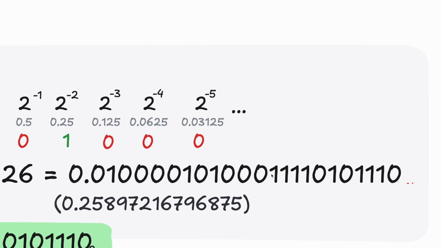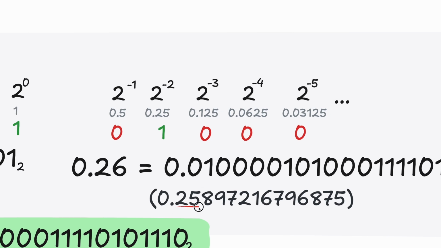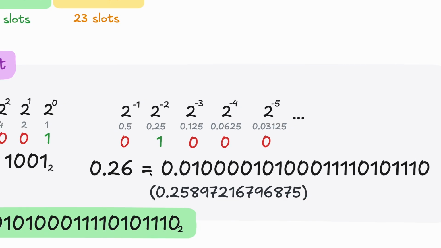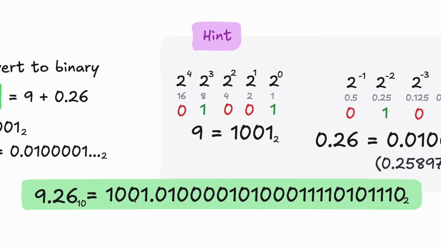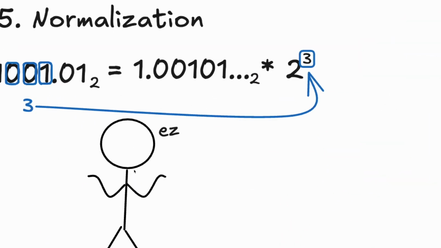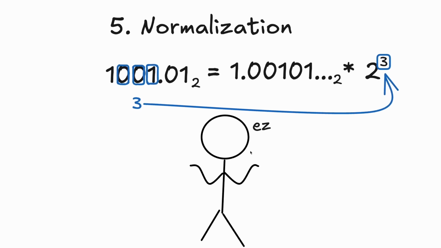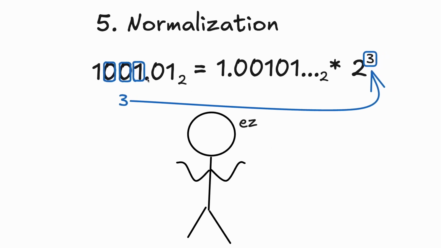We get a long string of binary digits, which translates back to approximations like 0.258972 and so on. So putting it together, we get 1001.0100 and so on. Now we normalize the number to put it into scientific notation. The idea is to shift the decimal point so that only one non-zero digit remains on the left, which in binary will always be a 1. To keep the actual value the same, we balance that shift by multiplying by 2 to the power of however many steps we move the decimal. In our case, that's 3 steps.